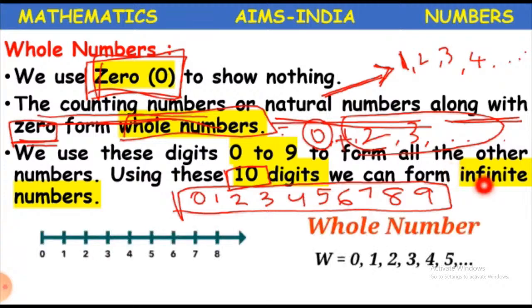So what have we learned here? We've learned about whole numbers. What are whole numbers? The counting numbers or natural numbers along with 0 form whole numbers. And these whole numbers are used to form infinite numbers.